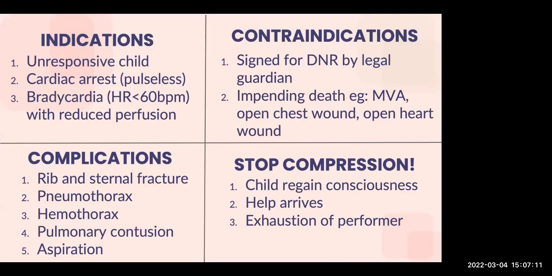So the indication for CPR in children is when we see that the child is unresponsive or is having cardiac arrest, by definition the child doesn't have a pulse, and also a child with bradycardia with a heart rate less than 60 beats per minute with reduced perfusion. And the contraindication, when we do not do CPR, is if the legal guardian has signed for DNR for the patient, and if we suspect the patient to have impending death, such as a patient with a severe motor vehicle accident, or a patient with an open chest wound or open heart wound.